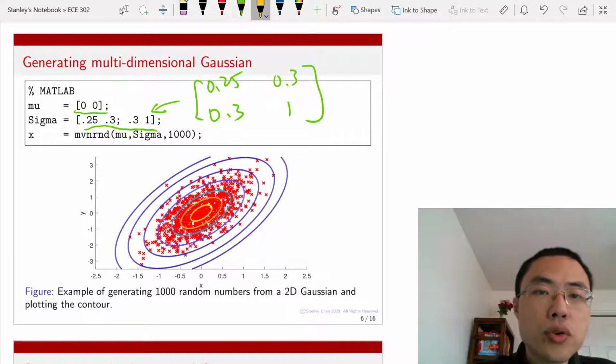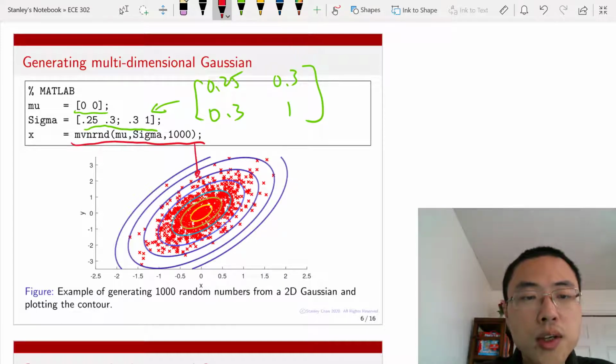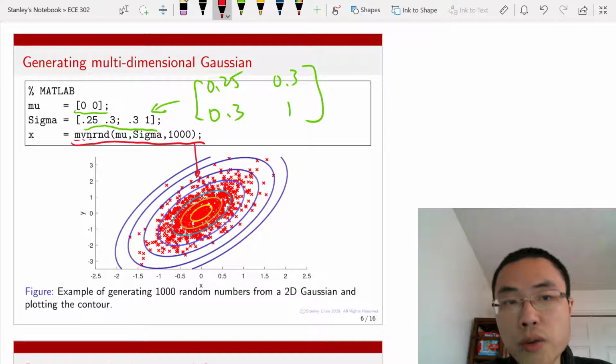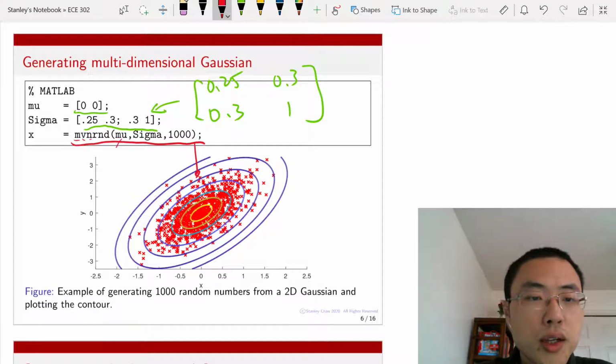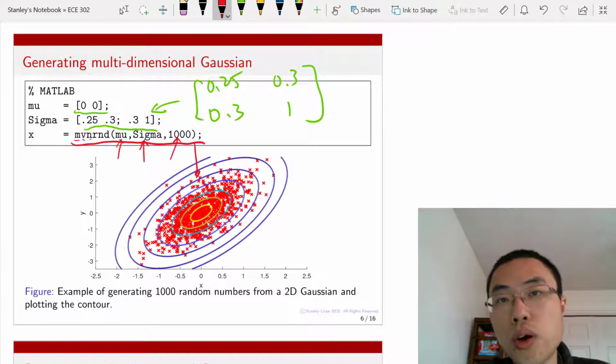The way to draw the Gaussian random variables, which correspond to all these 1,000 crosses on this data point, is given by this command, multivariate normal. Okay, MVN, multivariate normal. RND stands for random number. And then you plug in the mu, you plug in the sigma, you plug in the number of samples you want to draw. That will give you all these crosses.